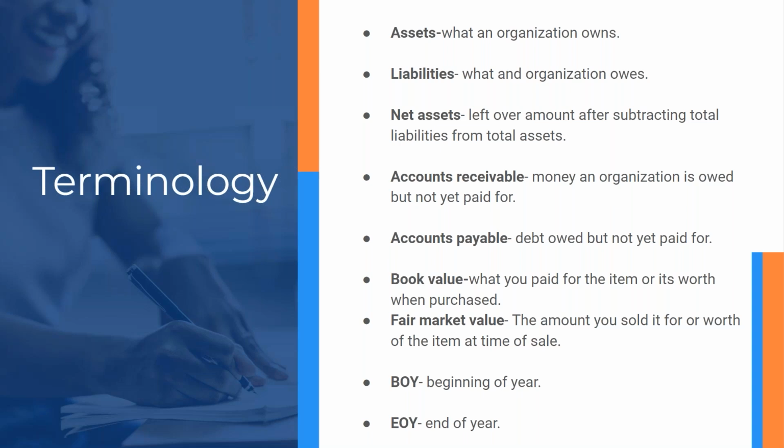A book value is what you paid for the item or its worth when purchased. And fair market value is the amount you sold it for or the worth of the item at the time of sale. BOY is for beginning of year and EOY is for end of year. We get a lot of questions just on verifying these specific terms within the filing process.